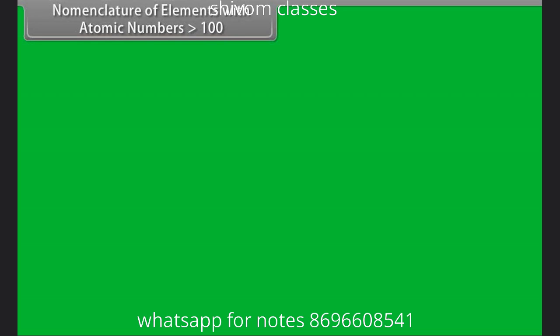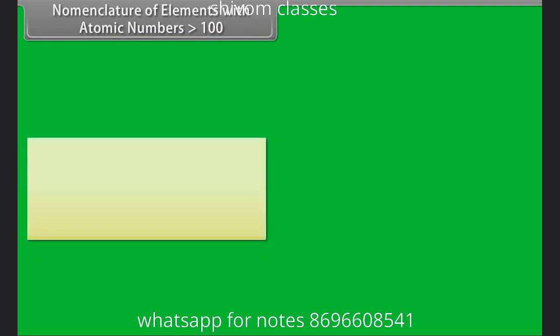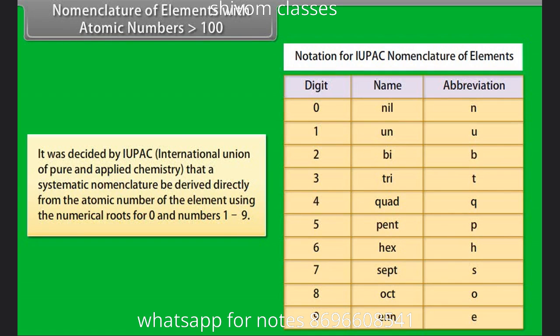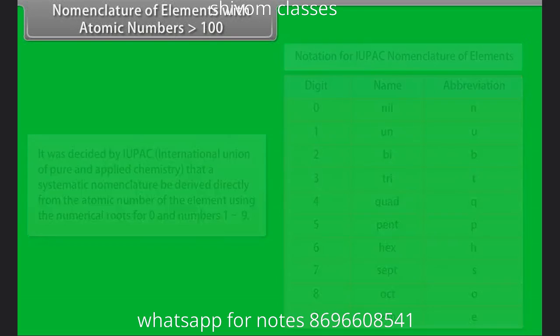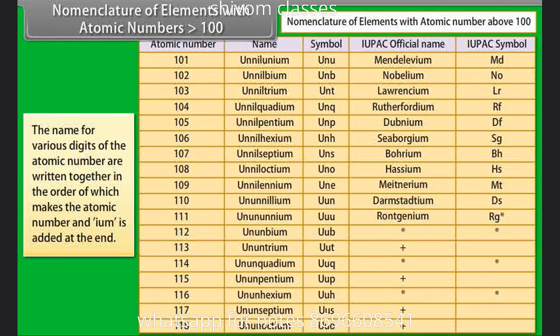Nomenclature of elements with atomic numbers greater than 100. It was decided by IUPAC, the International Union of Pure and Applied Chemistry, that a systematic nomenclature be derived directly from the atomic number of the element using the numerical roots for 0 and numbers 1 to 9. The names for the various digits of the atomic number are written together in the order which makes the atomic number, and "ium" is added at the end.